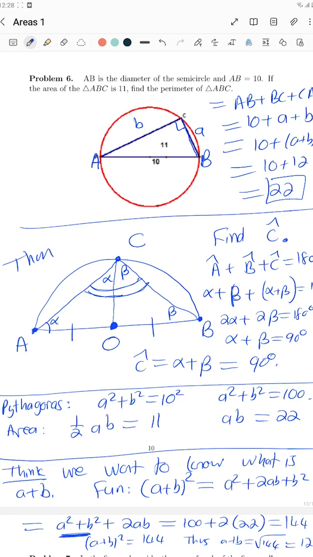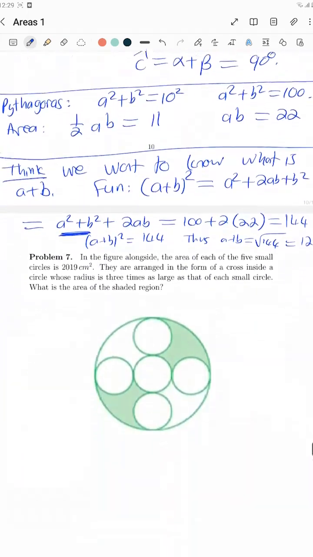Good. So enough information was given for you to work out that the perimeter of triangle ABC is 22 without knowing what the distance from B to C is, or the distance from A to C. Great. Okay. Let's have a look at another problem.